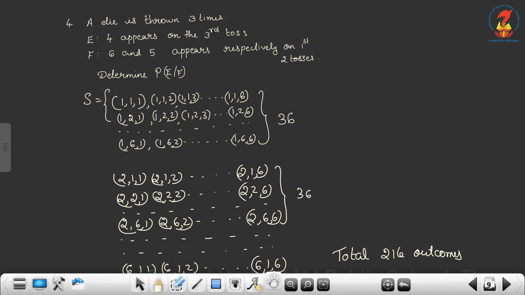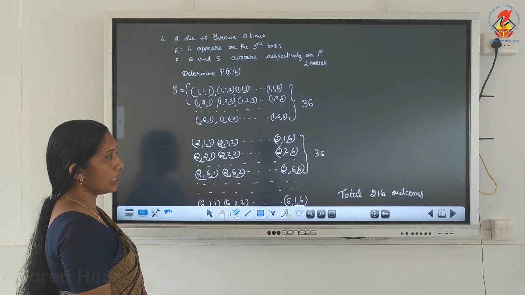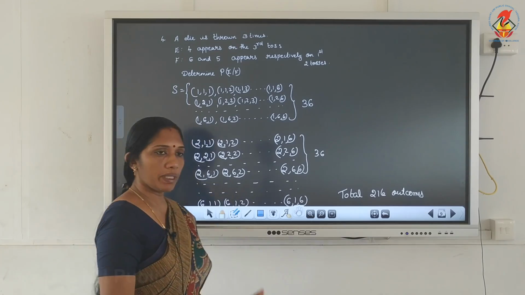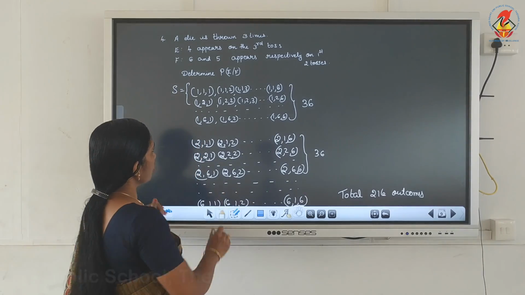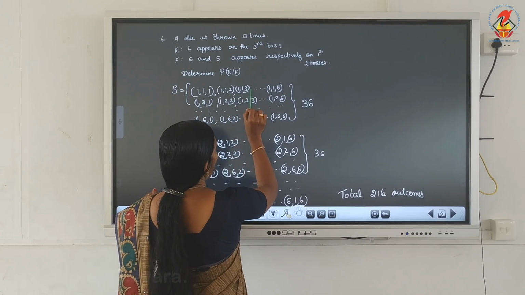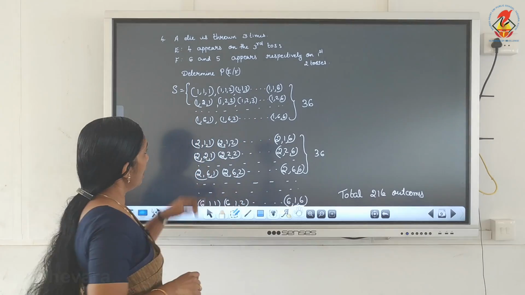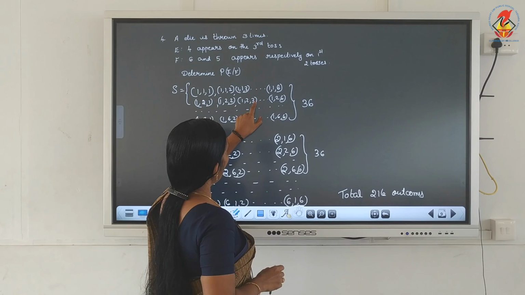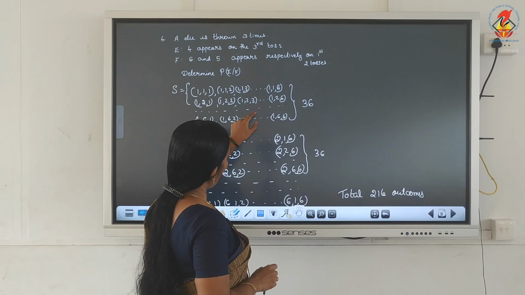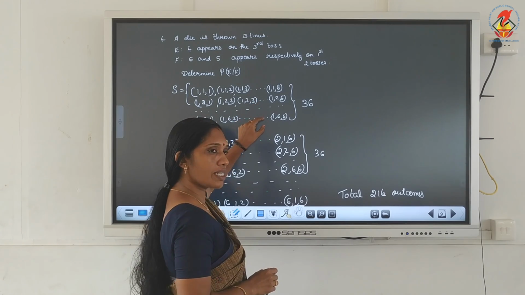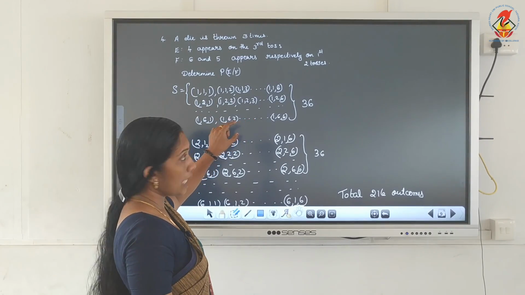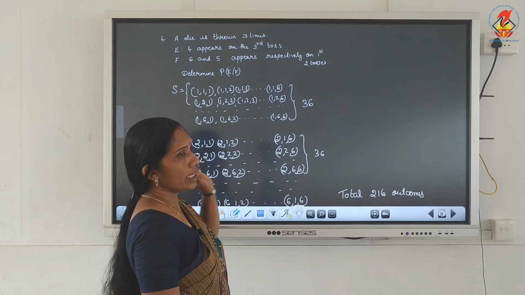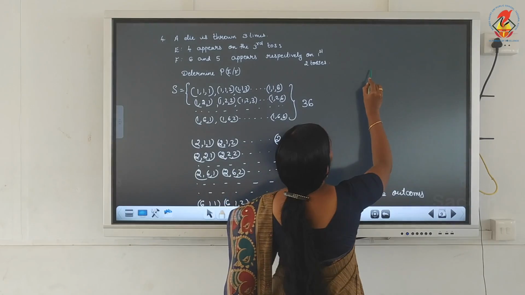Now, what is E and F? E means 4 appears on the third toss. So third number is 4. Third number is 4 means the next element 1, 1, 4. Okay. Here we have 1, 1, 4, 1, 2, 4, 1, 3, 4, like that 1, 6, 4. So just check it. 4 appears on the third toss.